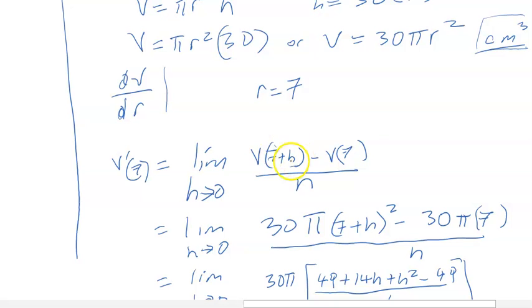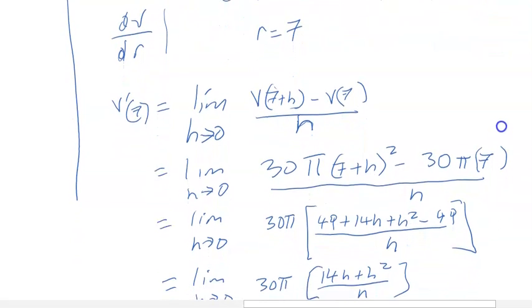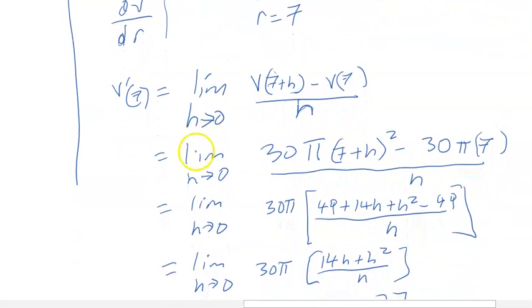So V prime of 7 will be equal to the limit as h approaches 0 of the volume at 7 plus h minus the volume at 7 all over h. And notice the h that we deal with here in our formula is not height. This is our change in r. That will be equal to plugging in the 7 plus h into the volume formula: the limit as h approaches 0 of 30 pi, parentheses 7 plus h all squared, minus 30 pi times 7 squared, all over h.